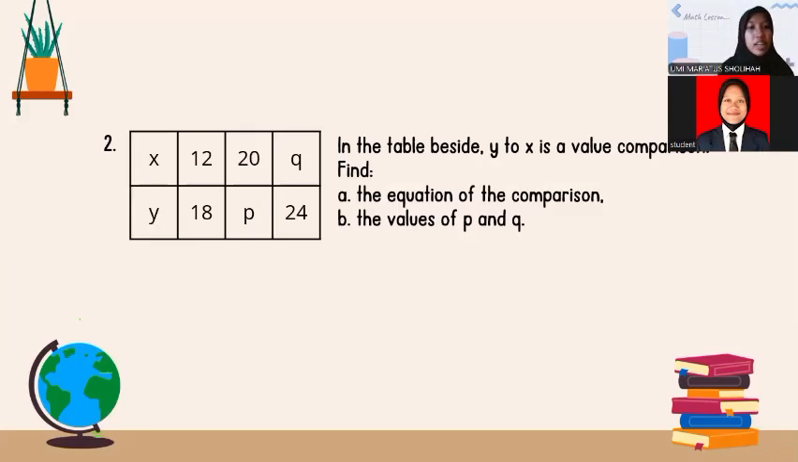Okay, today we have learned what a value comparison is. The quotient between two values is always constant, which is k. We can also write this relationship in the form of the equation y equal to k multiplied by x.